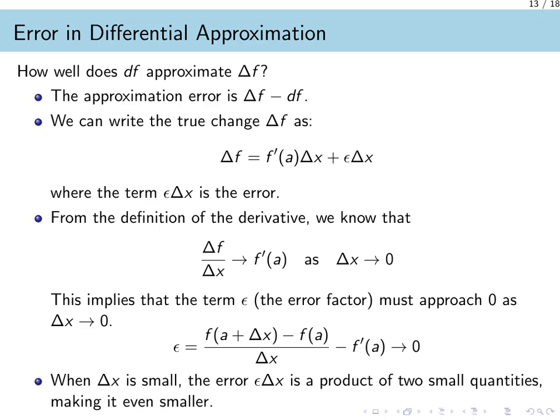From the very definition of the derivative, we know that as delta x approaches 0, the ratio delta f over delta x must approach f prime of a. This directly implies that the error factor epsilon must also approach 0. So the total error is a product of two small numbers, making it even smaller. The essential result is that the error in our approximation shrinks much faster than the change in x itself.